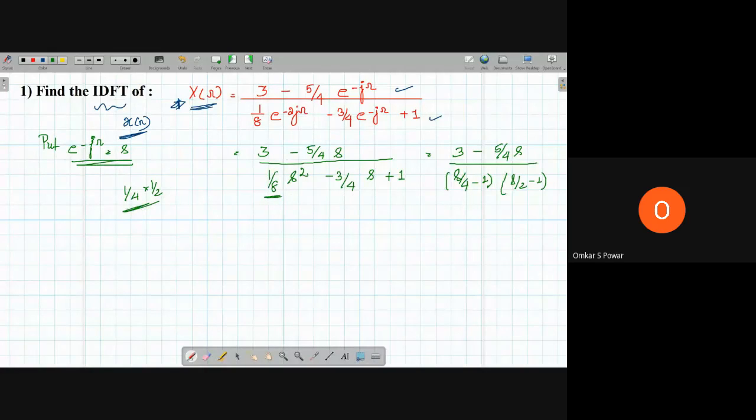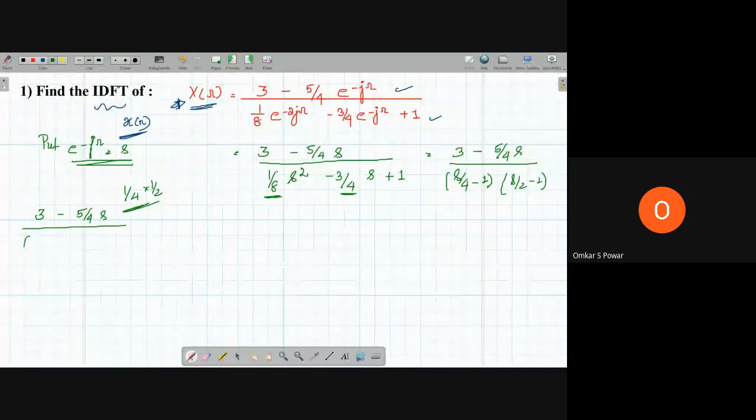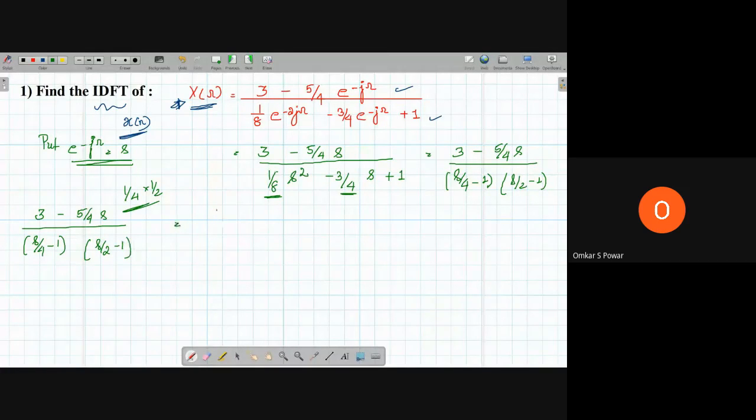1 by 4 plus 1 by 2 is equal to 3 by 4. So (s by 4 minus 1) divided by (s by 2 minus 1). Further, by using the partial fraction method, we have to get the values of A and B. So let us substitute that: (3 minus 5 by 4 s) divided by (s by 4 minus 1)(s by 2 minus 1) is equal to A divided by (s by 4 minus 1) plus B divided by (s by 2 minus 1).